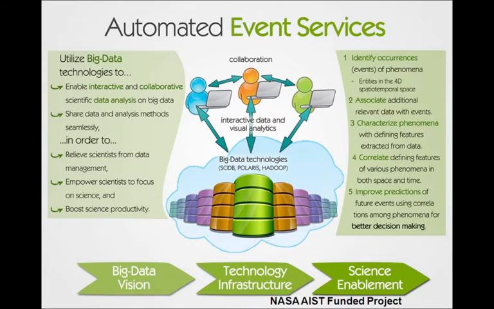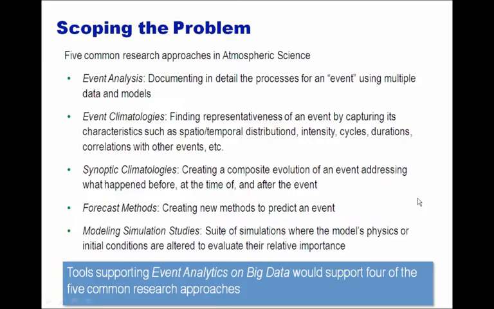So this is the second project that we're working on right now. It's automated event services, actually. It's with Dr. Cole here. The goal of this project is to look at different big data technologies for identifying events or phenomena in earth science data. The three technologies that we are looking at are Hadoop, SciDB, and Polaris, which is a homegrown thing. We are focusing more on SciDB right now.